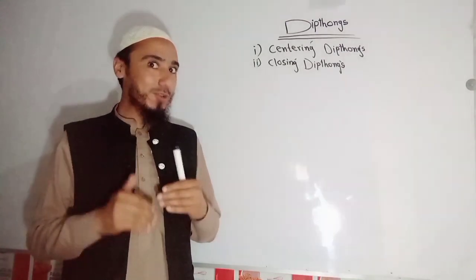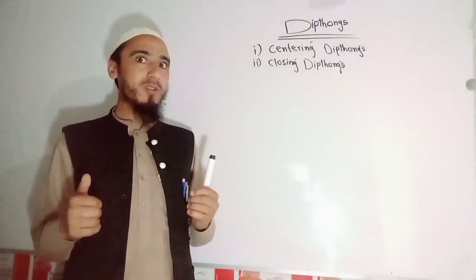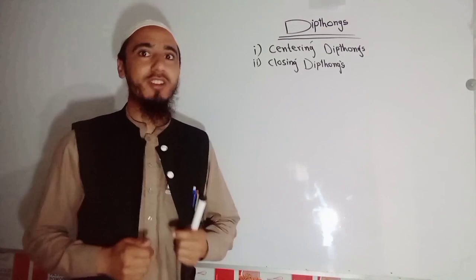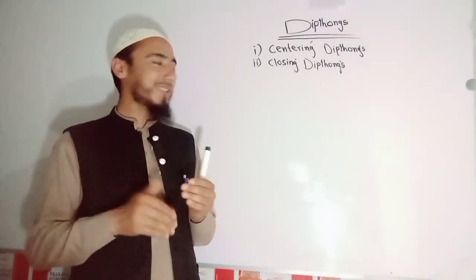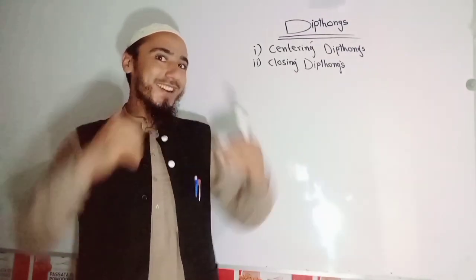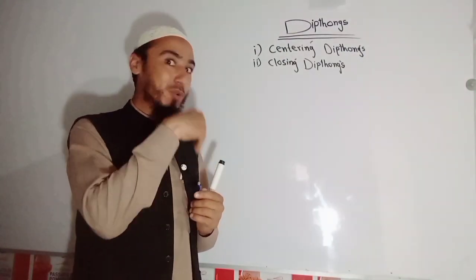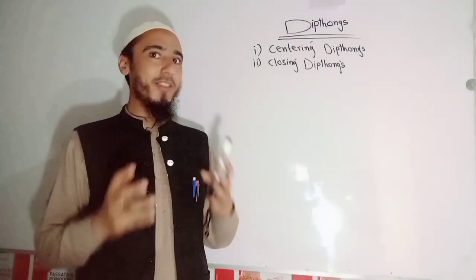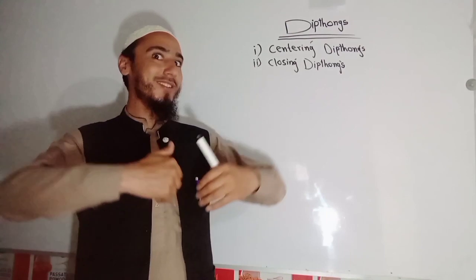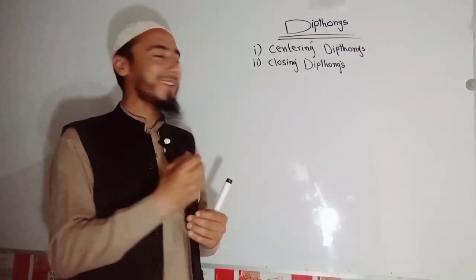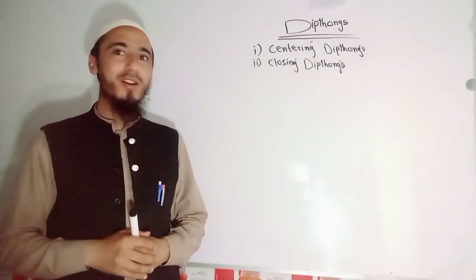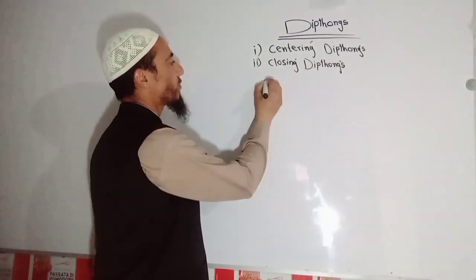Centering diphthongs are those diphthongs which are produced from the sides and move towards the center of the tongue. So such kinds of diphthongs are produced from the sides of the tongue and move toward the center of the tongue. In other words, the sound is produced from the sides of the tongue and then moves toward the center of the tongue. Take the example of the schwa sound.